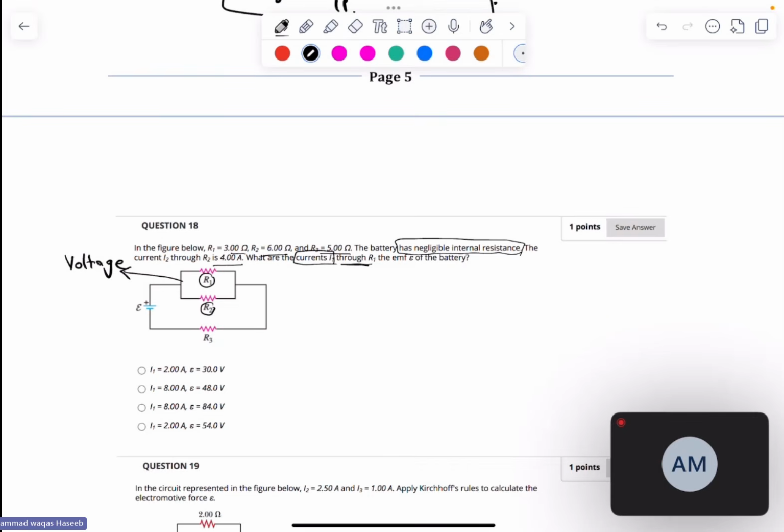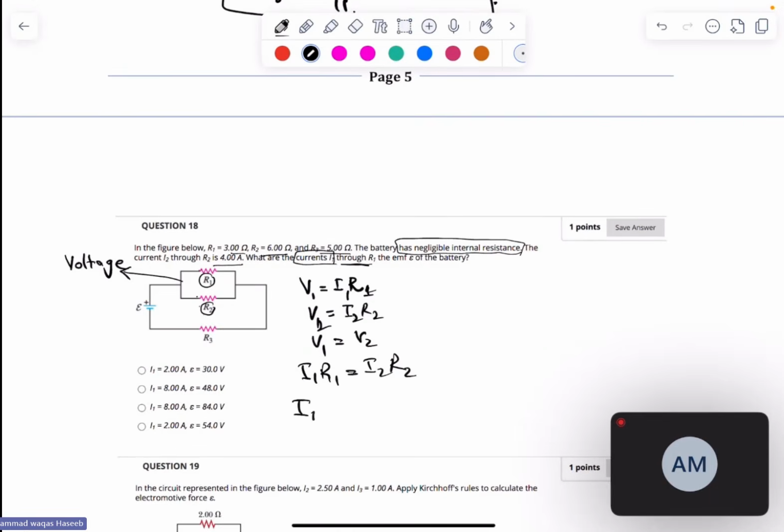Voltage. So the voltage across these two will be the same. So what is voltage? V equals I R. So the voltage across R1, V1, and the voltage across R2 will be the same. So V1 equals V2. So I1 R1 equals I2 R2.